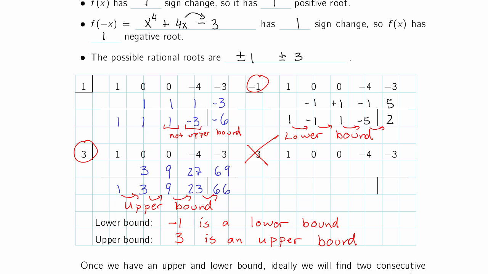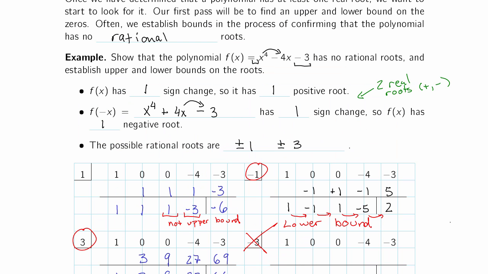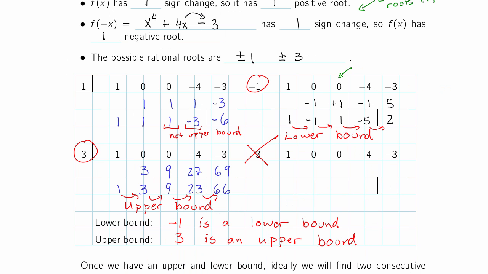So we've established 3 facts now. We've established that there are 2 real roots, one positive and one negative. We've established that there are no rational roots. And we've established that both roots are between -1 and 3. That's pretty good. We know that there are two roots, one positive, one negative. They're both irrational, and they're both between -1 and 3.